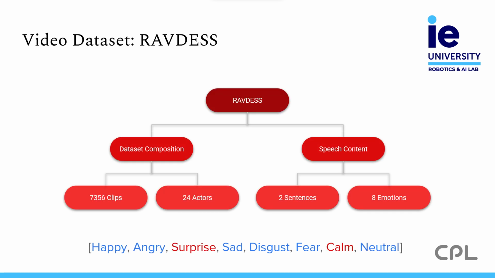In the video dataset, we have RAVDESS. This dataset is composed of 7,356 video clips with 24 possible actors. In terms of the speech content of these video clips, we have 2 unique possible sentences with 8 unique emotions. These emotions englobe the first 6 emotions while also adding the emotions calm and surprise, although these emotions are dropped before training in order to maintain consistency between both datasets.